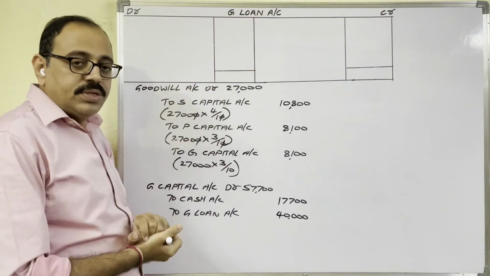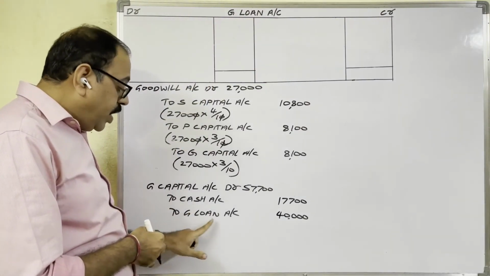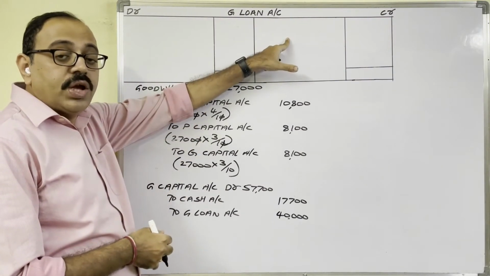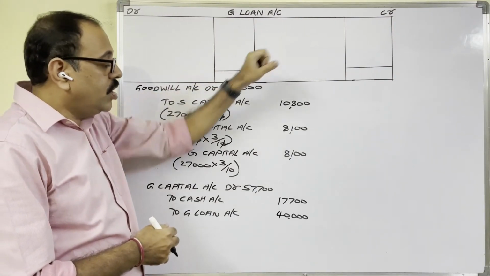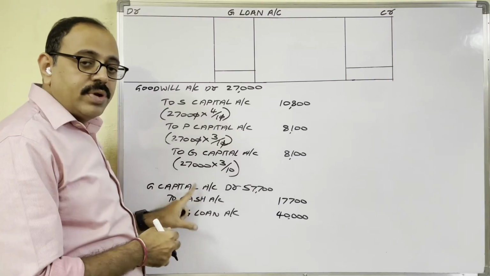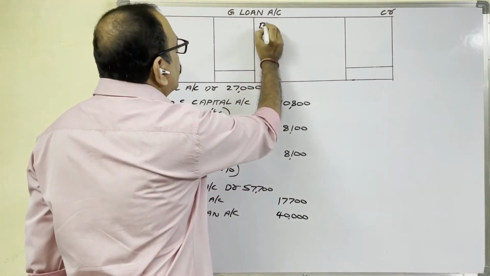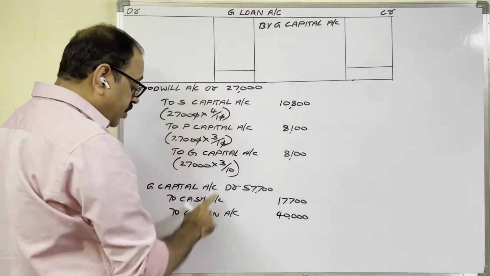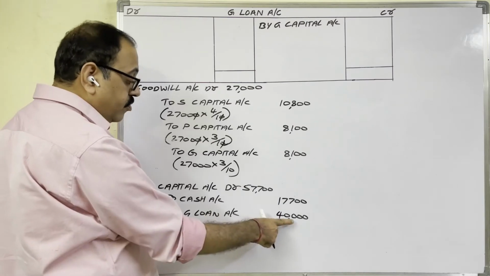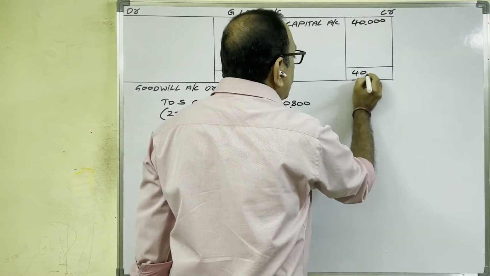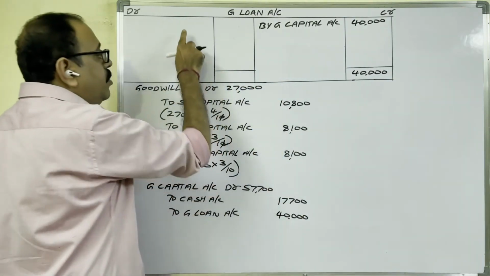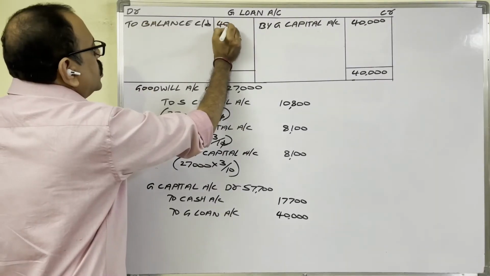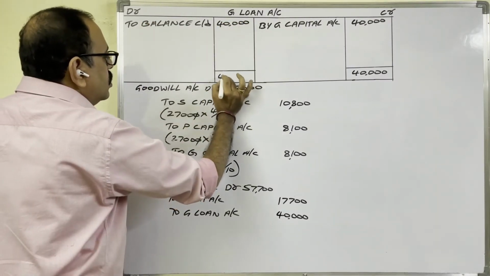Next, G loan account. See this entry. G loan account is credited in this entry. Therefore, this entry on credit side of G loan account we should post. What to write in particulars column? We debited G capital account. Write on that: by G capital account. Don't write this amount 57,700. We are posting this entry in G loan account now. G loan account amount 40,000 we should write. Total 40,000. Debit side balance carried down comes: to balance carried down 40,000 rupees. Total same.